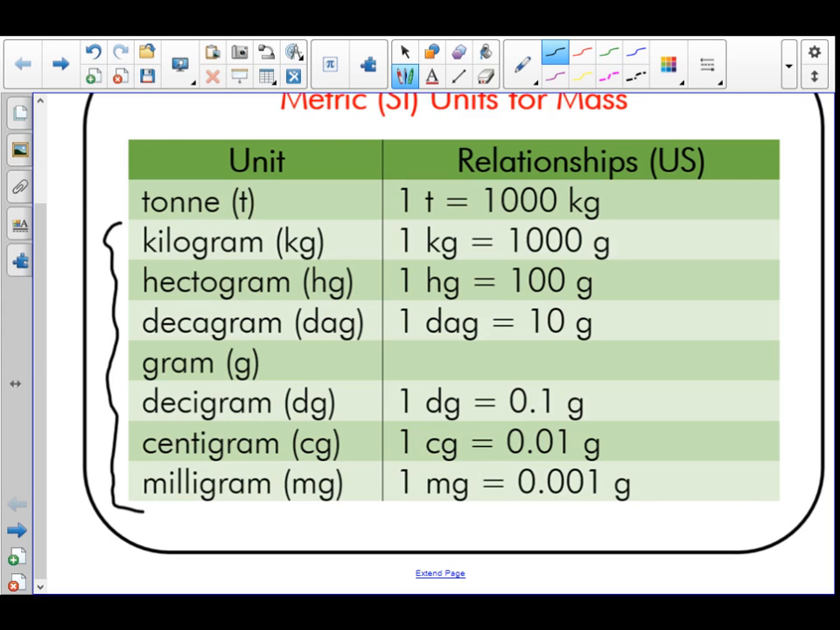If we're talking about tons, well, then we have to use this relationship up here that a ton is 1,000 kilograms. Okay? But the staircase will work with everything else. So let's take a look at a couple examples, see how this all jives.